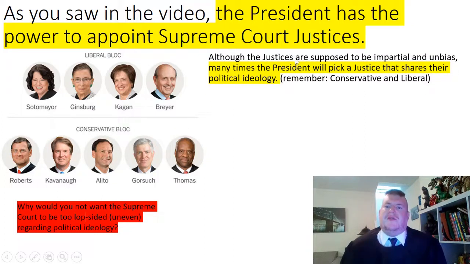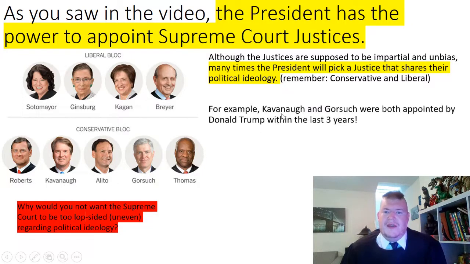And although the justices are supposed to be impartial and unbiased, many times the president will pick a justice that shares their political ideology. For example, 2 justices were appointed by President Donald Trump already. And of course, because Donald Trump is considered a conservative, although many people would argue that, they would be considered conservative judges. For example, Kavanaugh and Gorsuch. These are both Supreme Court justices that Donald Trump appointed within the last 3 years.